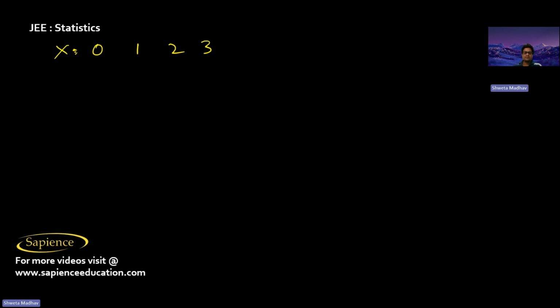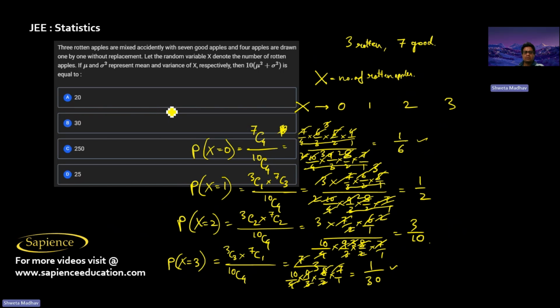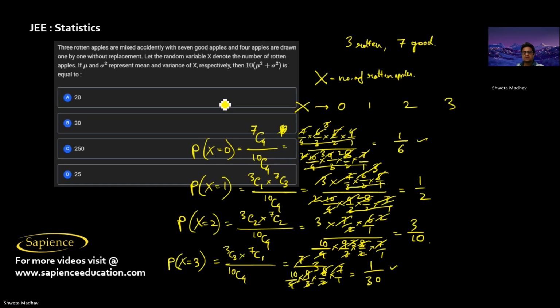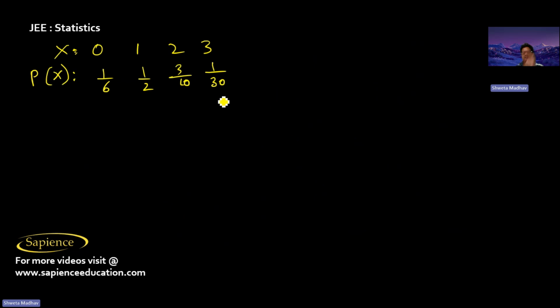And P of x, the probability of the values of x, will be 1 by 6, 1 by 2, and 3 by 10, then 1 by 30. And x square values will be equal to 0, 1, 4, and 9.